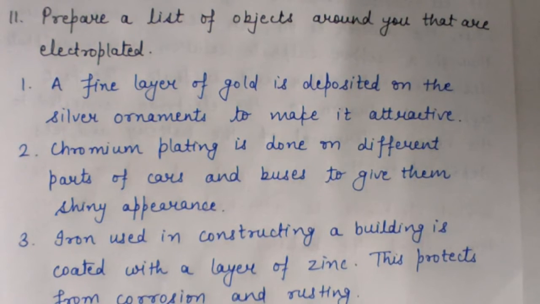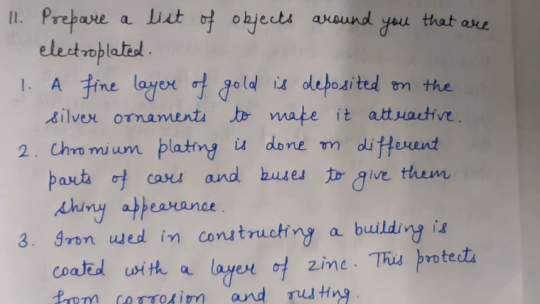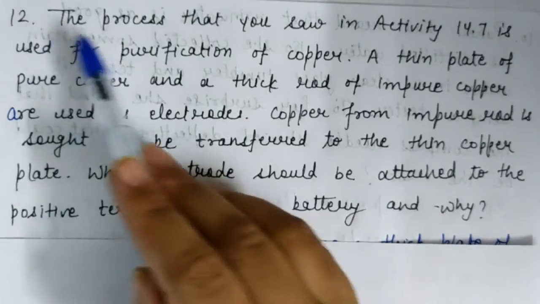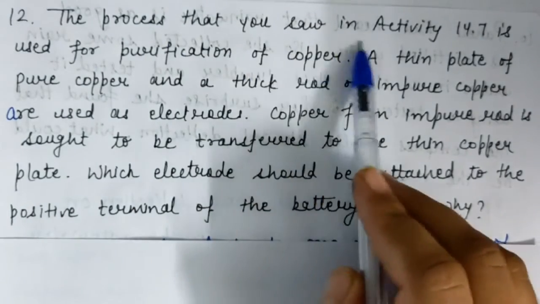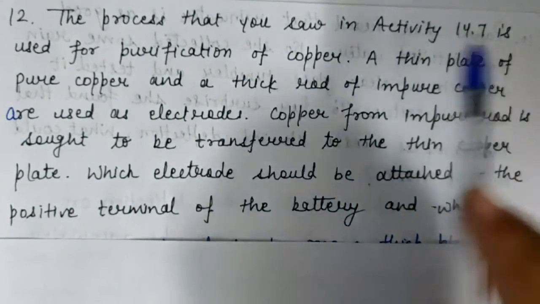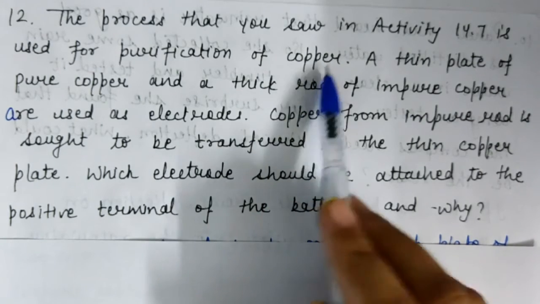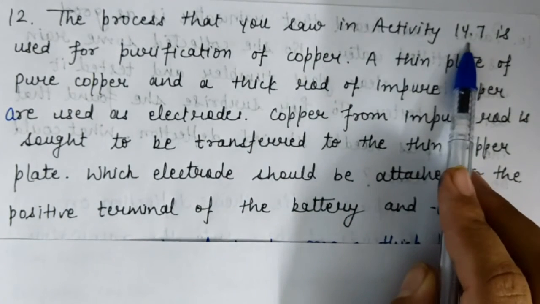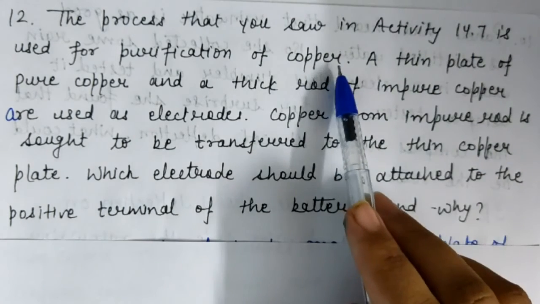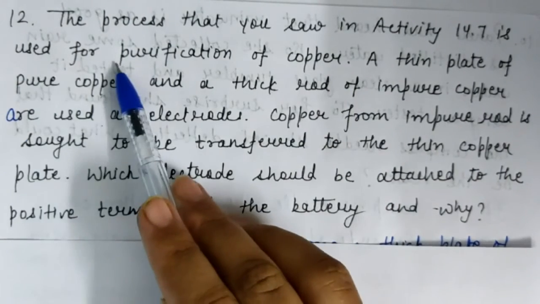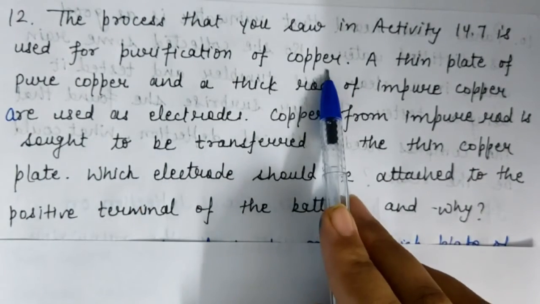So these are some cases in which we used the electroplating process. You can write another example also. Question number 12: the process that you saw in activity 14.7 is used for purification of copper. Actually, in activity 14.7, the electroplating process is shown to you and we use this process for purification of copper.